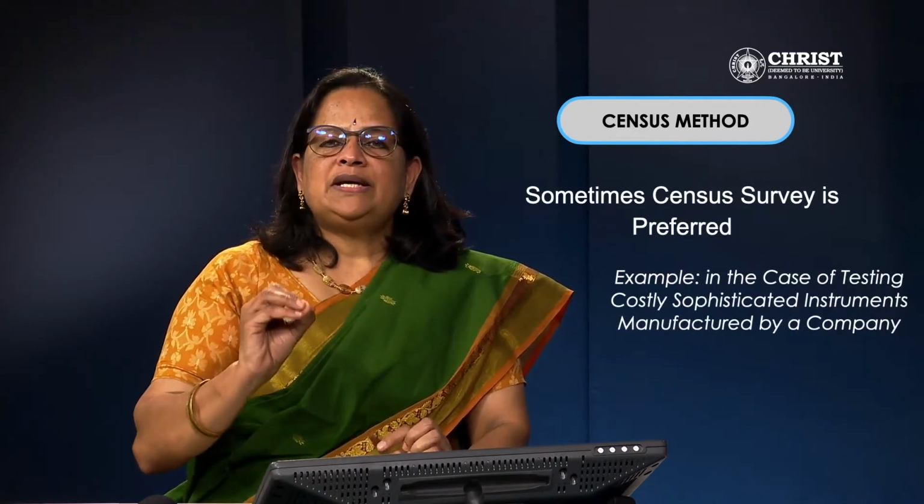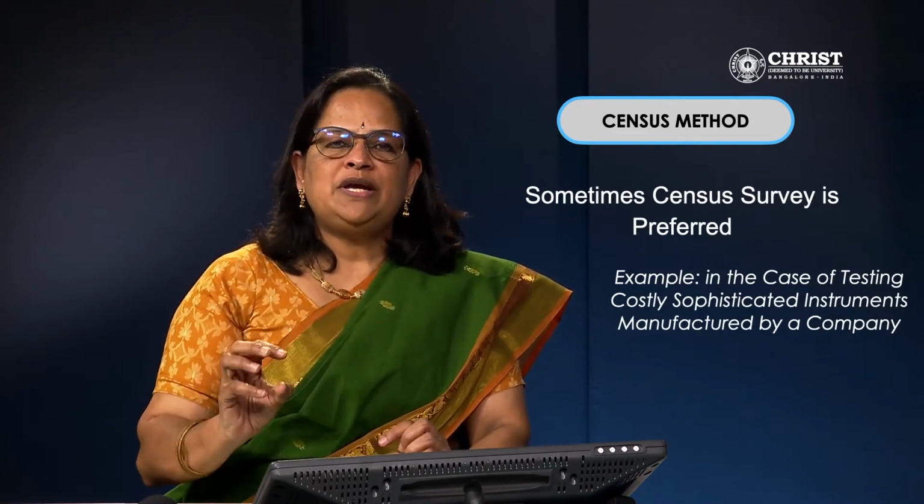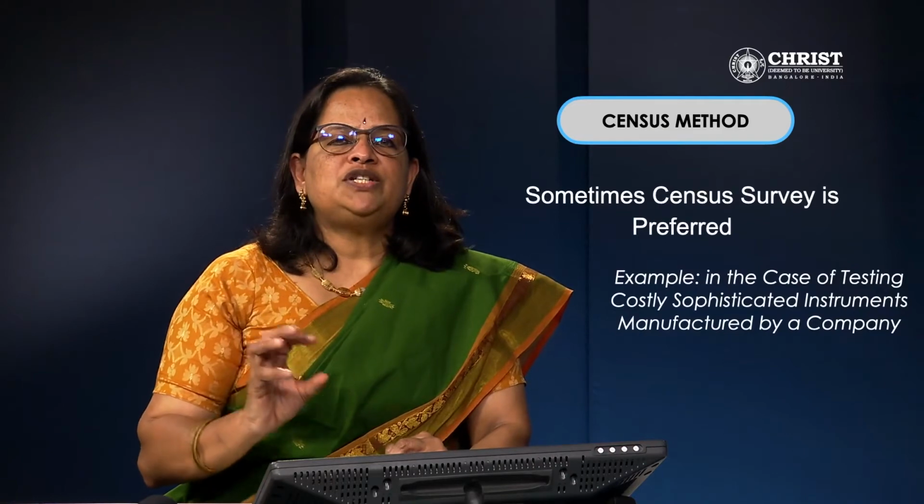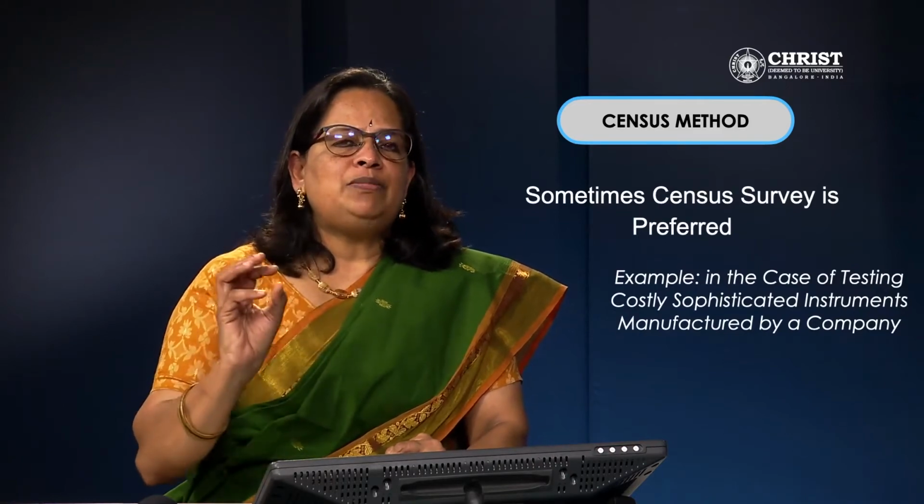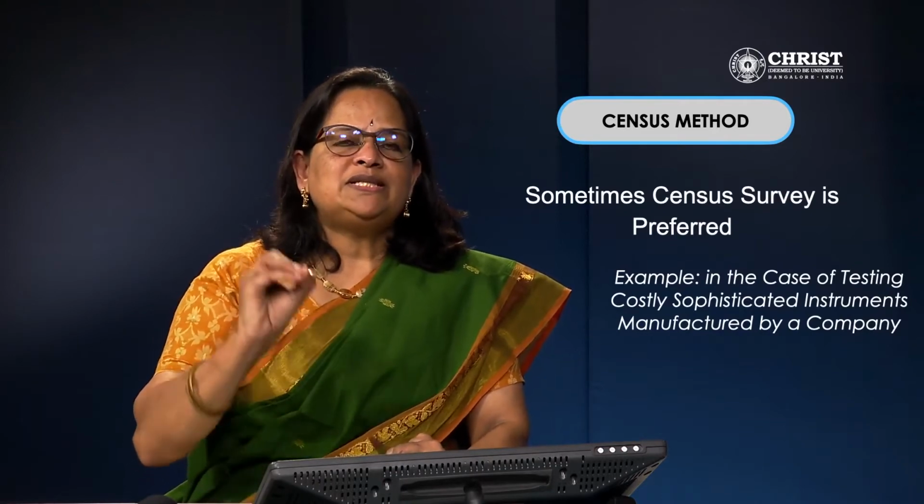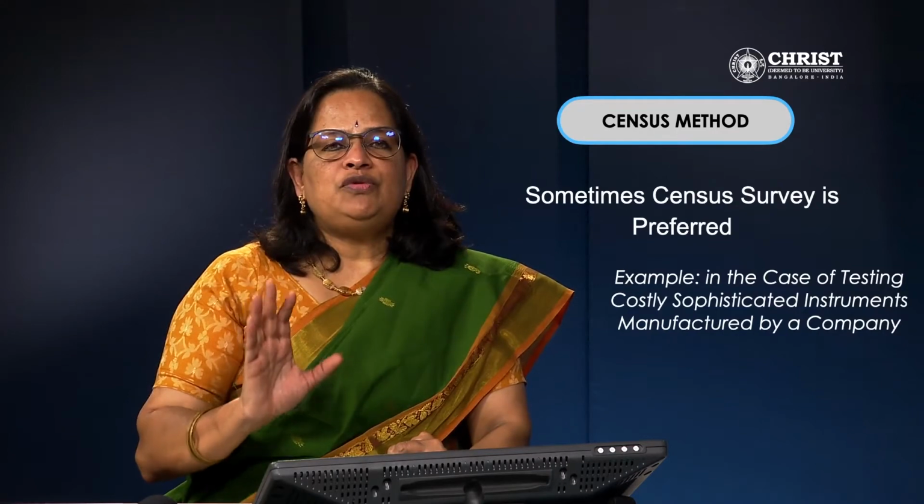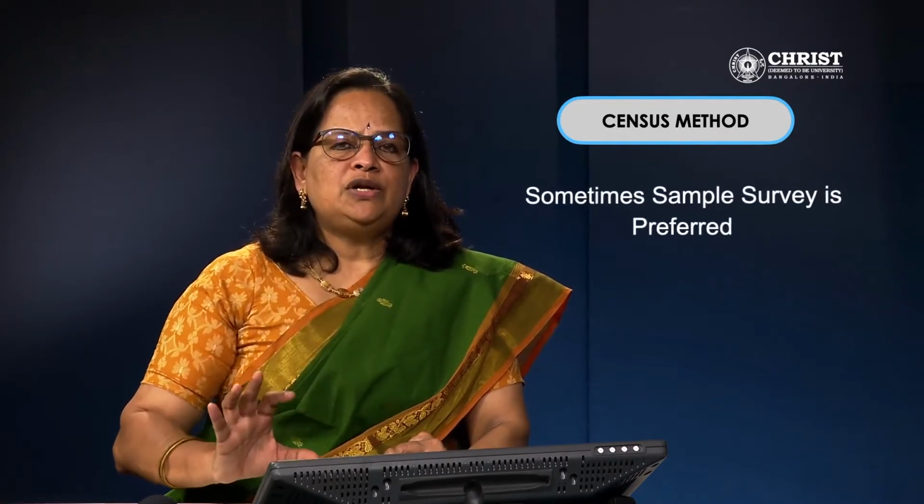For example, in the case of testing costly sophisticated instruments manufactured by a company, or vehicles manufactured by a company, they cannot go for sample testing. They have to go for a census, because each and every vehicle, when they are selling it, should be tested. All those conditions have to be fulfilled. So in that case, the census method only is preferred.